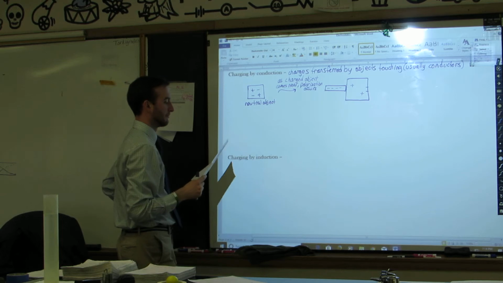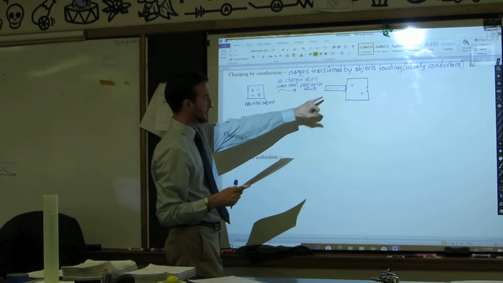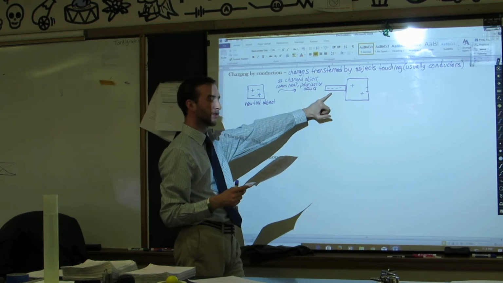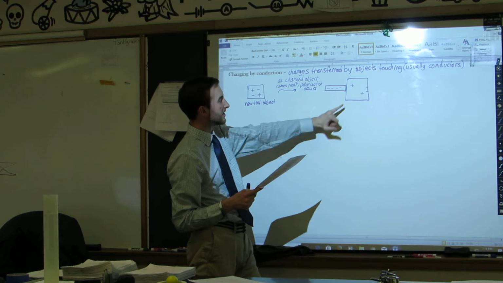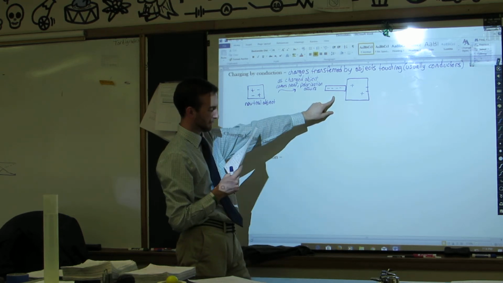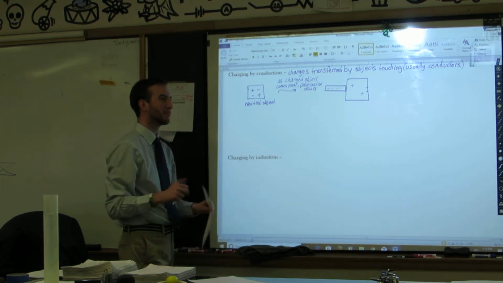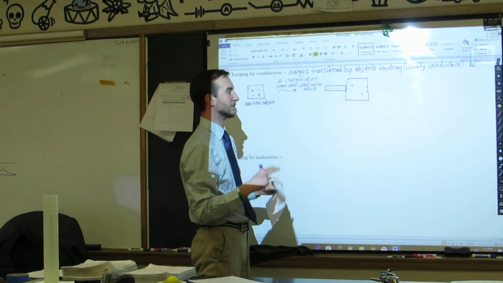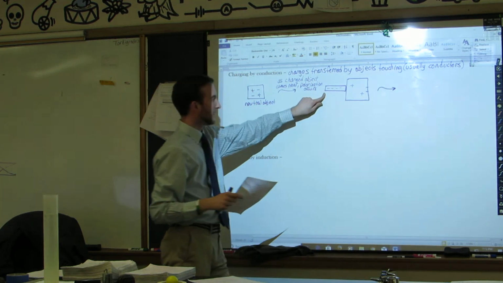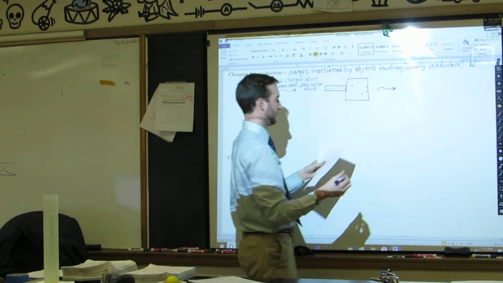Okay? Now, what's going to happen here is these negative charges, they don't really want to be surrounded by a whole bunch of other negative charges. So what's going to happen? They're going to see this neutral object, and a couple of them are going to jump ship. They don't want to be surrounded by all the negative charges. So what actually ends up happening is these charges are going to move over here.